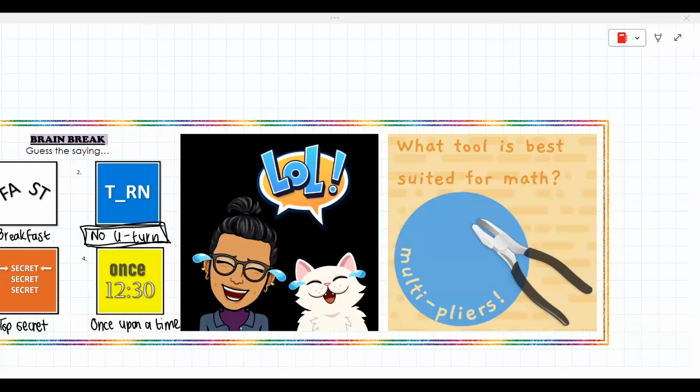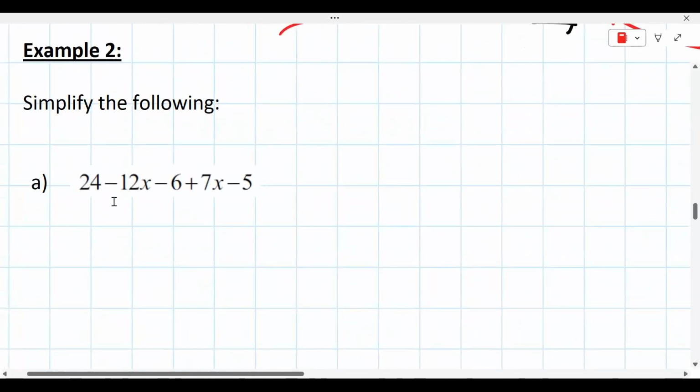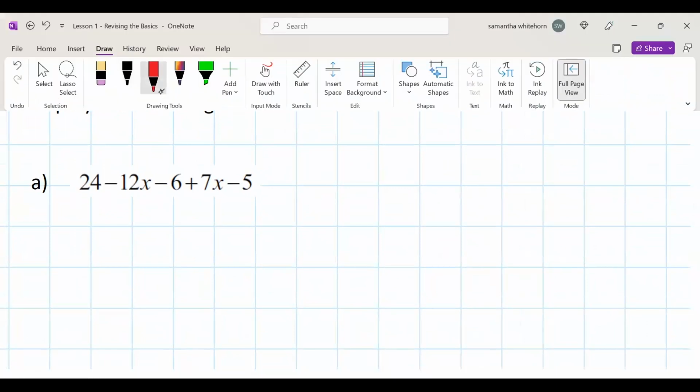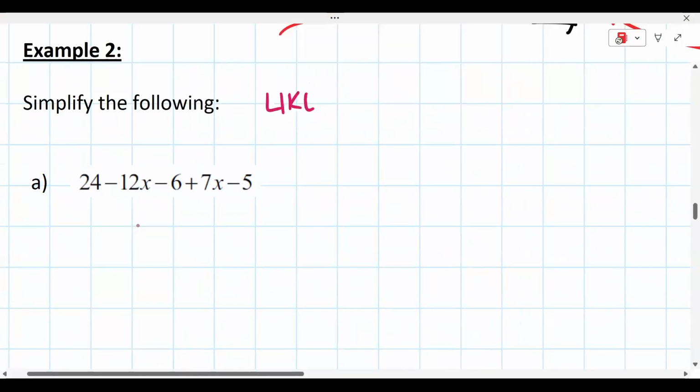Alrighty, so let's have a look at example 2. It's just nice, easy simplification. To start off with, what we need to remember is this very, very important concept of like terms. Okay, so guys, I'm not asking for an answer yet, so please just be patient. Like terms, remember, are terms that have the same variable and the same exponent.